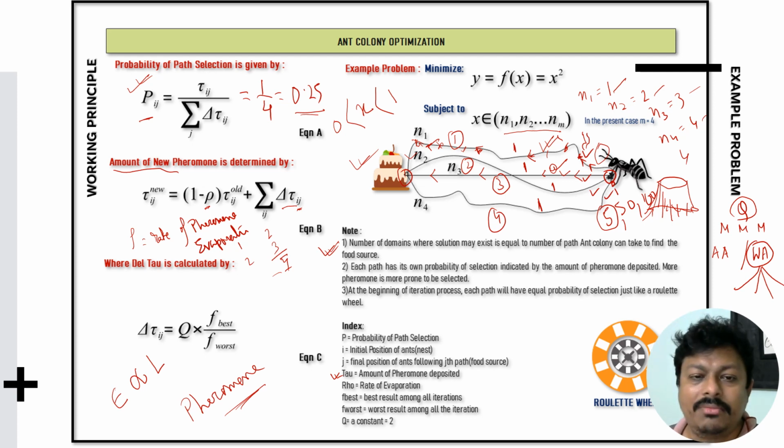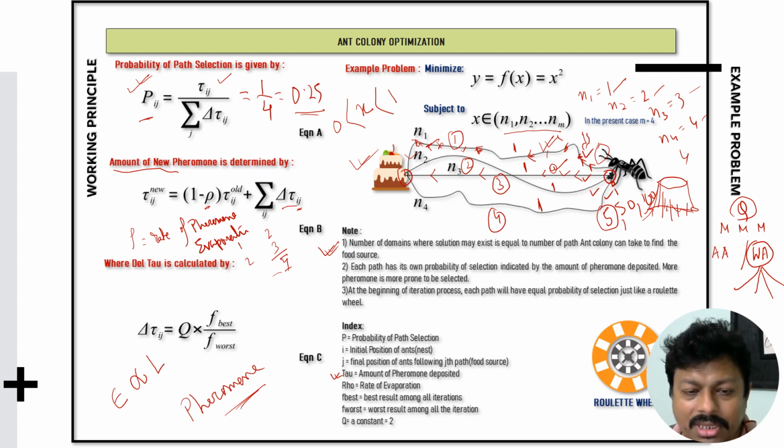So in 1 minus rho times tau, this is the old value of tau, that means the old amount of pheromone. If this is the second iteration and this is the first iteration, then the amount is 1 unit. So 1 minus 0.5 multiplied by 1, plus the change in pheromone. How is the change in pheromone calculated?